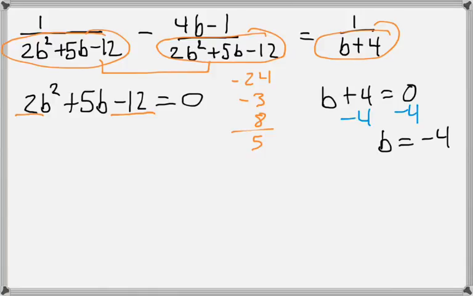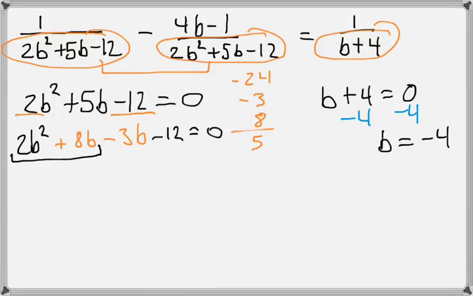So we can go ahead and rewrite that middle term. So we have a 2b squared. Instead of a plus 5b, we're going to write that as a plus 8b minus 3b, and then our minus 12 is equal to 0. Now we can factor by grouping. Here we can factor out a 2 and a b. That leaves us with a b plus 4. And in our second grouping, we can factor out a negative 3.